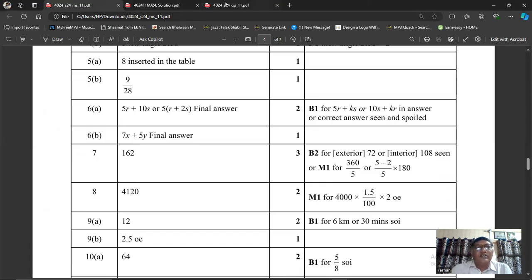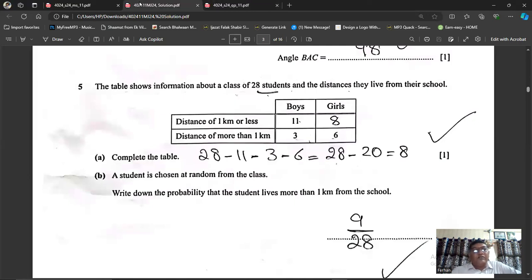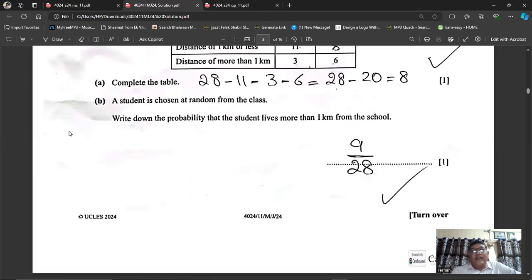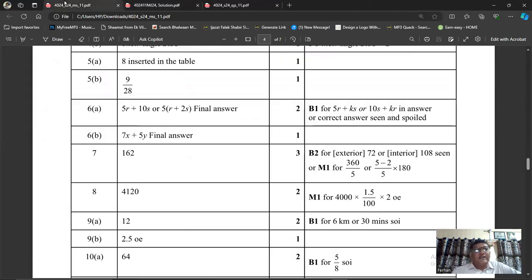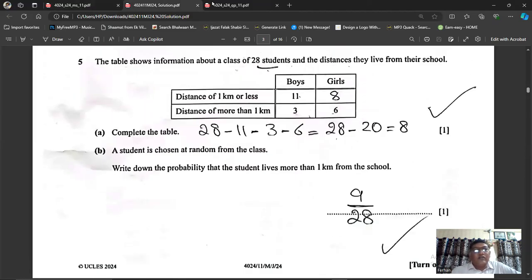Okay. So then their question is, a student is chosen at random from the class. Write down the probability that the student lives more than 1 kilometer from the school. The students who lives more than 1 kilometer from the school, they are 3 boys and 6 girls. So the total students who live more than 1 kilometer are 3 plus 6, that's 9. So the probability will be 9 by 28. If you look at this question, 9 by 28 is the right answer, sir. So hopefully you understand question number 5.